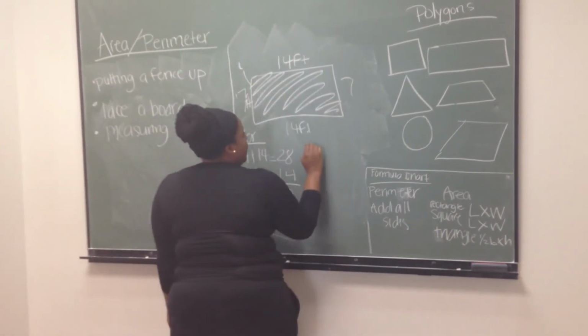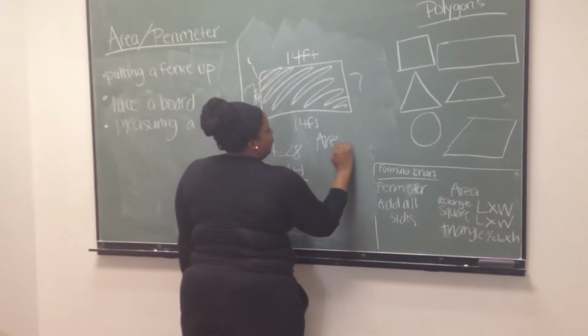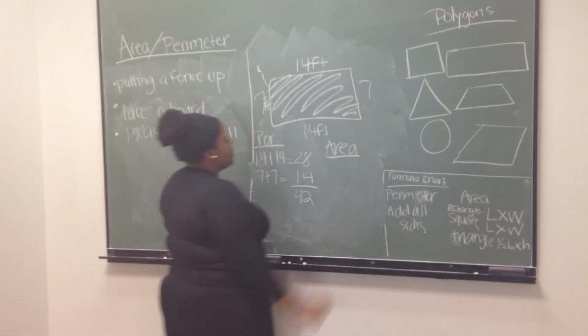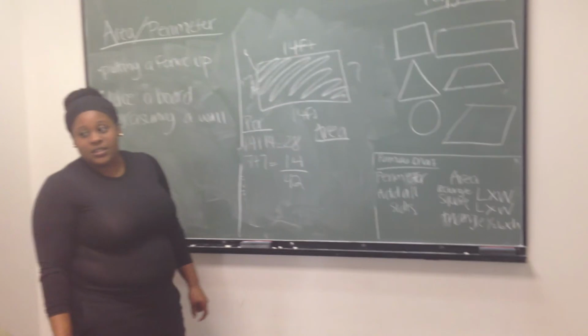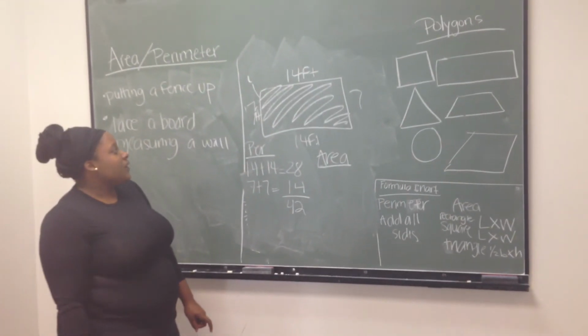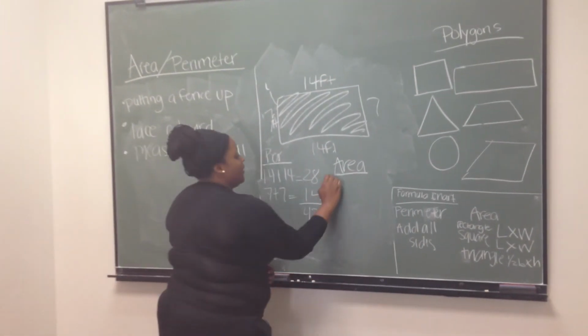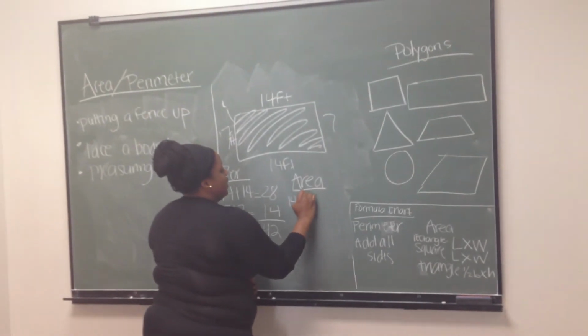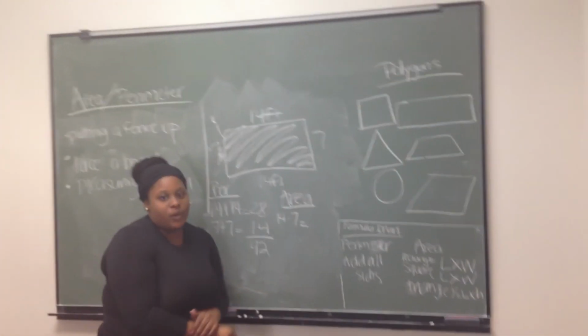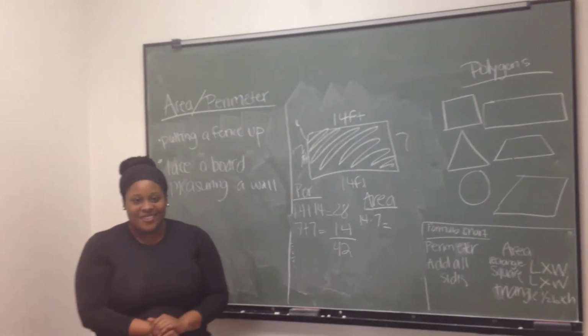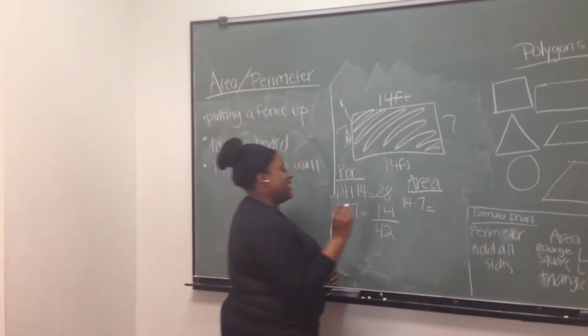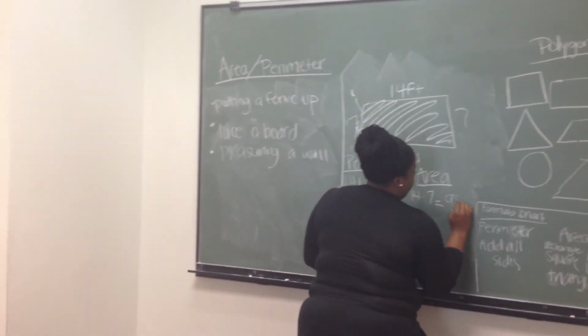Now let's calculate the area for the wall that I'm going to paint. We know area is length times width. So that'll make us multiply 14 times 7. And what do we come up with for 14 times 7? 98.